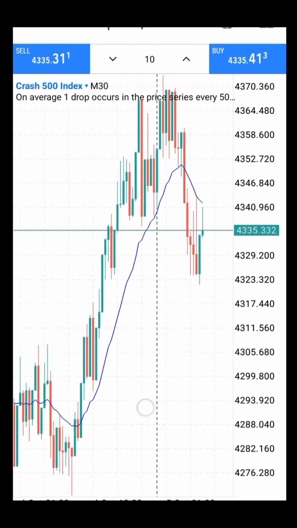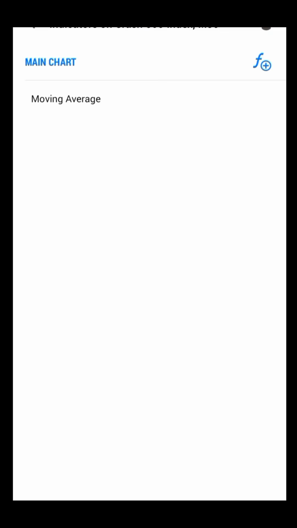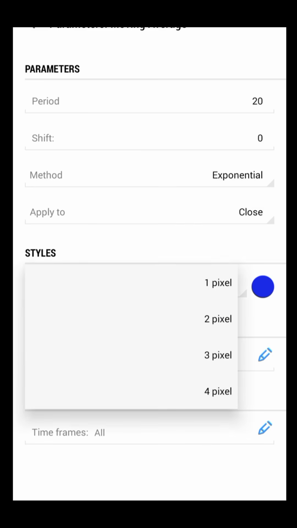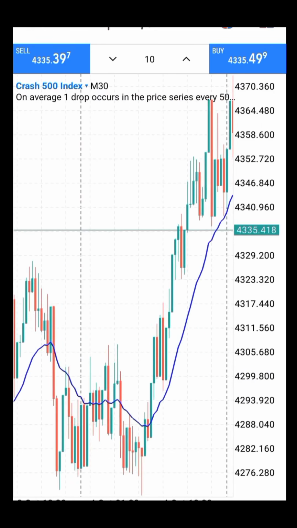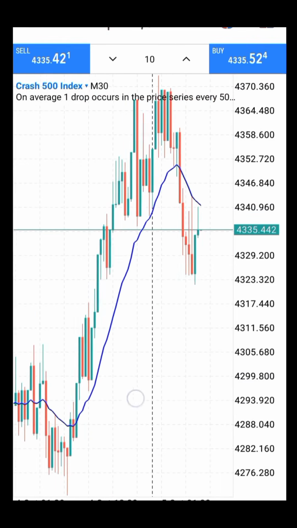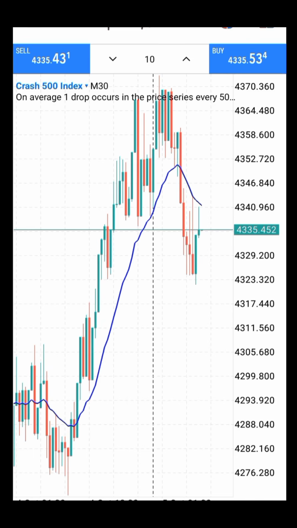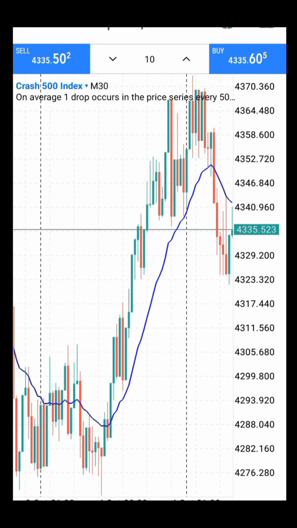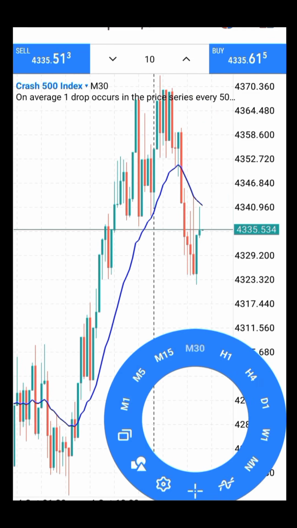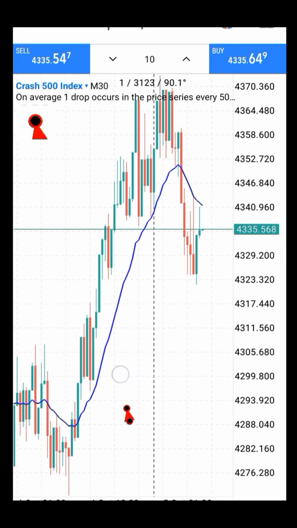If you do that correctly, you should have something like this. Let's increase the pixel. Let's use 4 pixel. So you should have something like this on your chart. By now, you should know what the moving average is working for. It's actually working for the trend, to tell us when the market is buying and when the market is selling. So for the sake of people that don't know, anytime you see this moving average below the candle, it tells you the market is buying, and anytime it's above the candle, just like this, it tells you the market is selling. So let's continue.